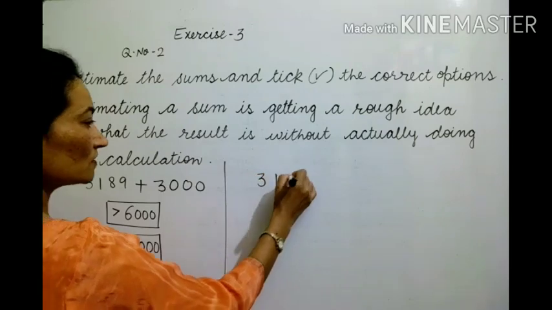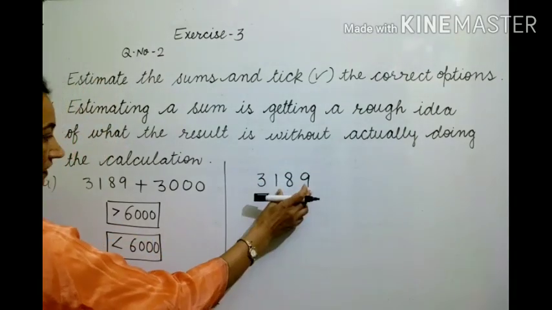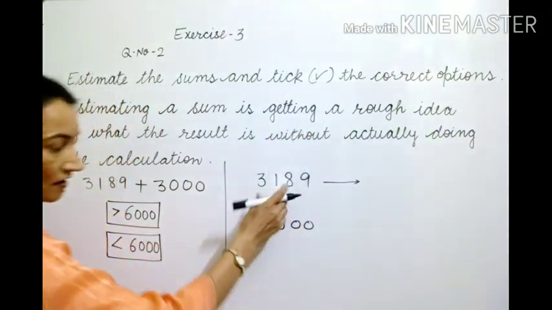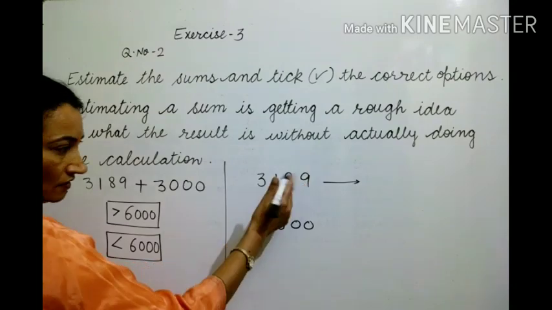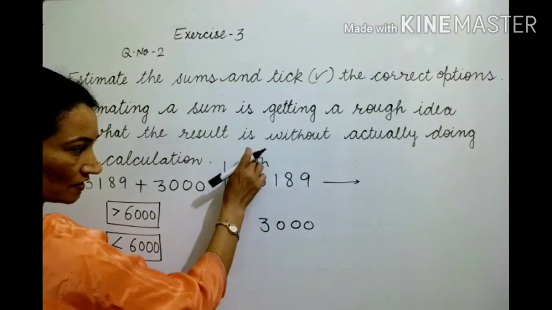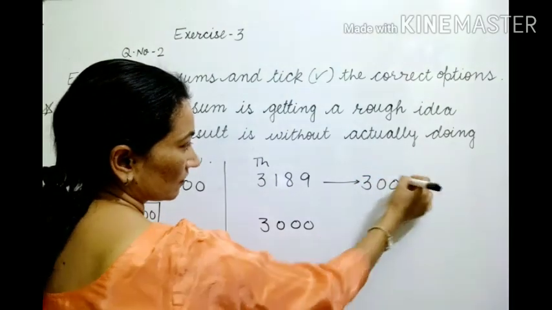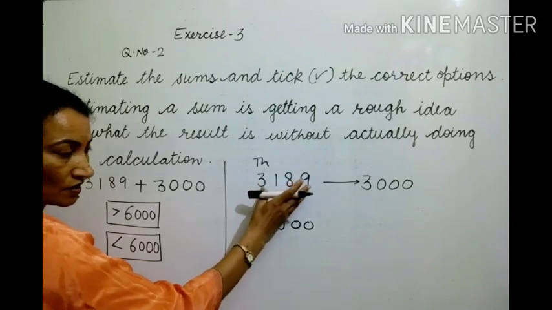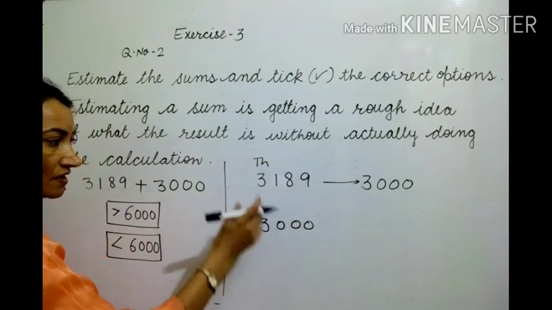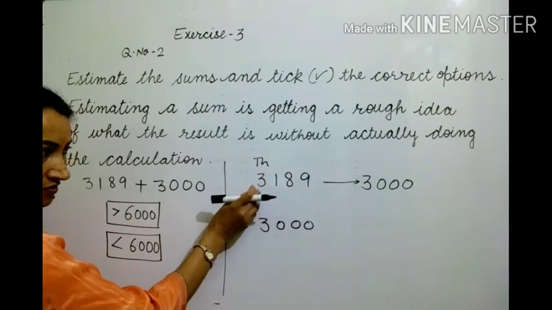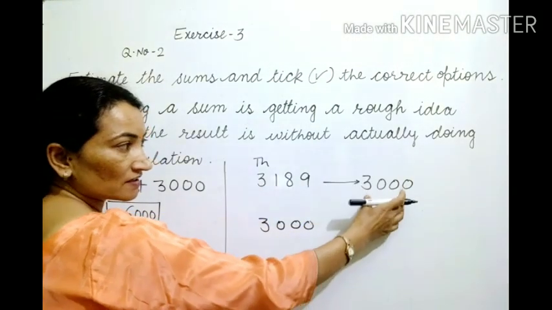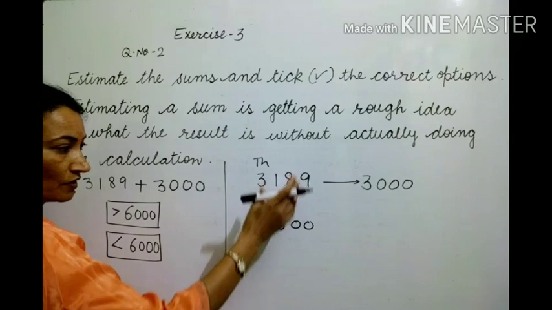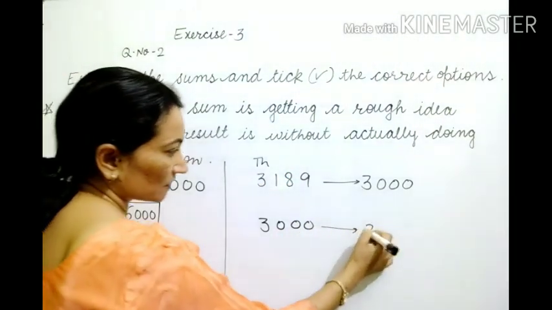We have two numbers, 3189 and 3000. We will take a rough idea of what the value will be in thousands. The highest place is 1000. So you will check to which number it is nearer, 3000 or 4000. It is 3000. So the rough or guess idea of the number is 3000. We are rounding the number here. 3000 is an exact number, as given.